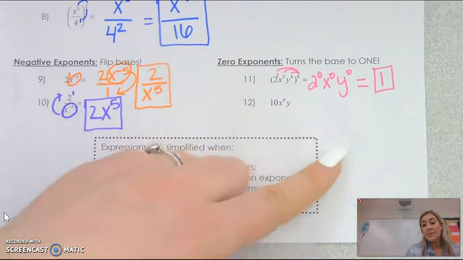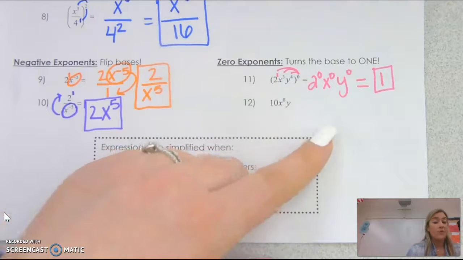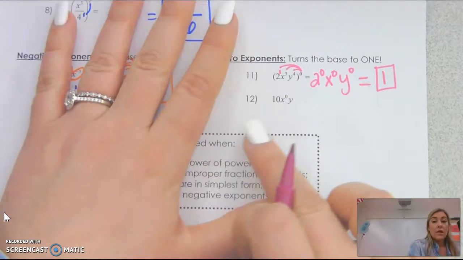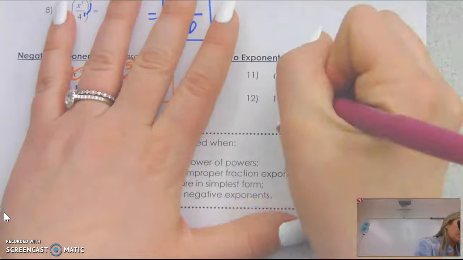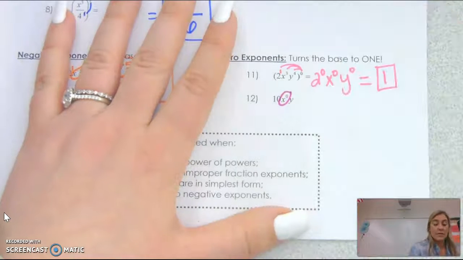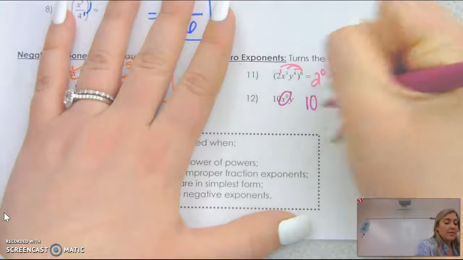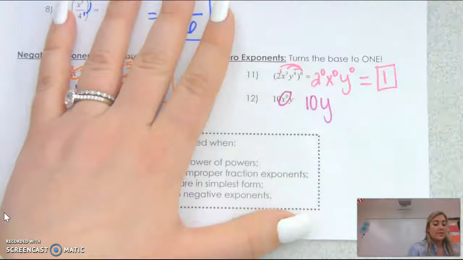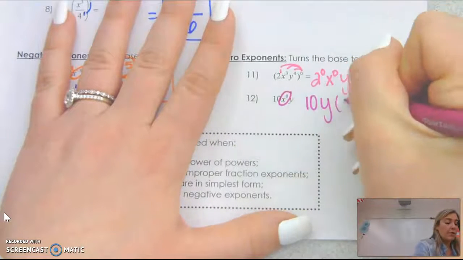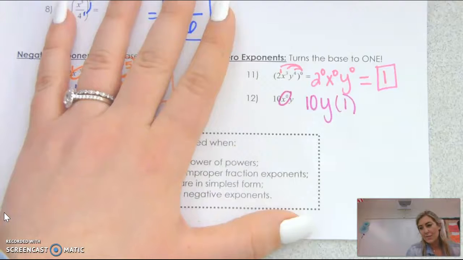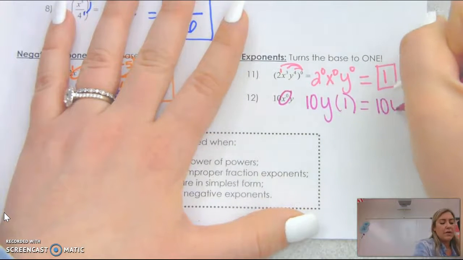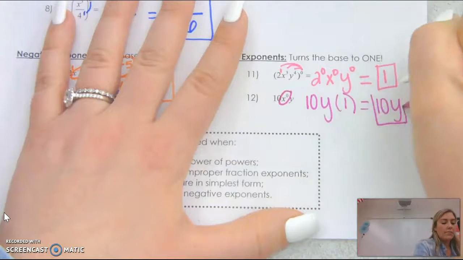If you put 3 million to the 0 power, you get 1. So anything to the 0 power is 1. 12 is where we try to trick you because the only thing that has a 0 power is x. So that 10 stays and that y stays. Remember, x to the 0 power turned to 1, but anything times 1 is just itself. So our answer is just going to be 10y.